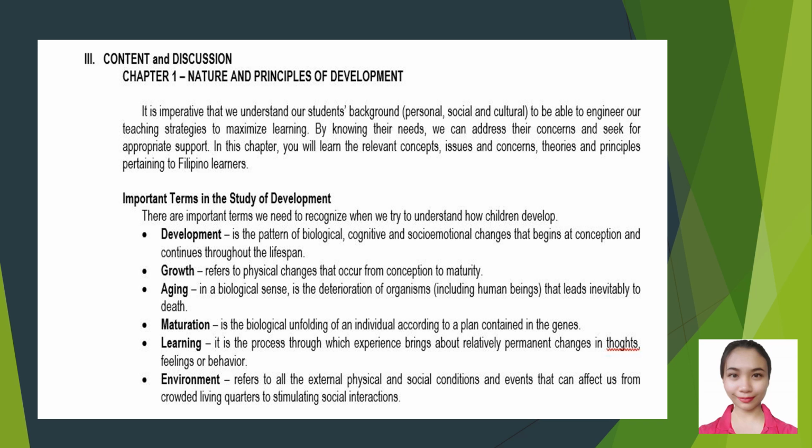So there are some important terms in the study of development. So we need to recognize these when we try to understand how children develop or how humans develop. So these are the definition of terms. So number 1 is development. When we say development, it is the pattern of biological, cognitive, and socio-emotional changes that begins at conception and continues throughout the lifespan.